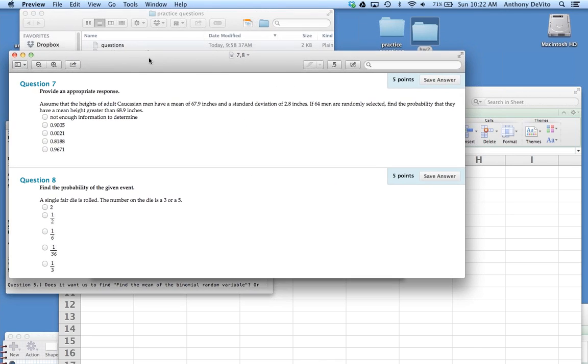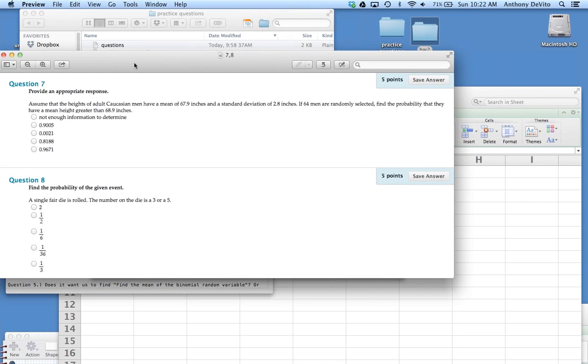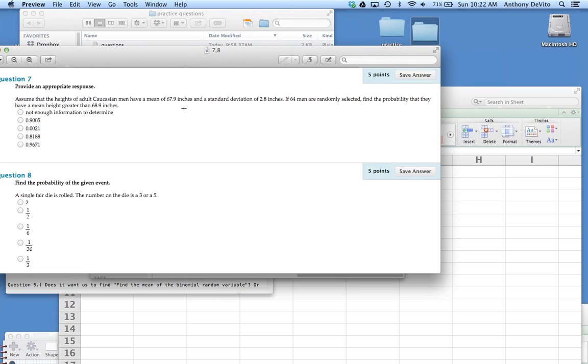Okay, let's take a look at seven. Assume the heights of adult Caucasian men have a mean of 67.9 and a standard deviation of 2.8. I think this might have come up. So far, 67.9 and standard deviation 2.8.